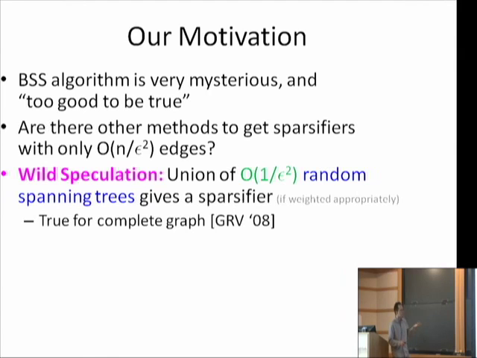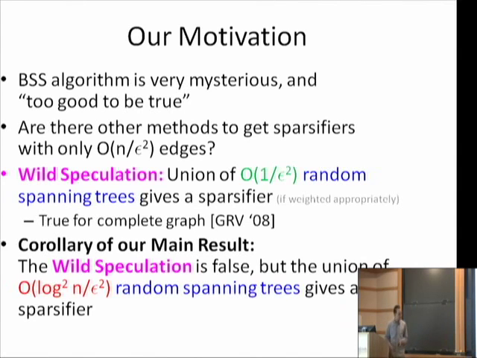One simple justification is that it's true for the complete graph. This was shown in work of Goyal, Rademacher, and Vempala, that you get an expander by picking two random spanning trees of the complete graph. But actually, we're able to show that this wild speculation is false. But if we weaken it, then we can show that order log squared n random spanning trees do give a sparsifier. So that's a corollary of our main result.